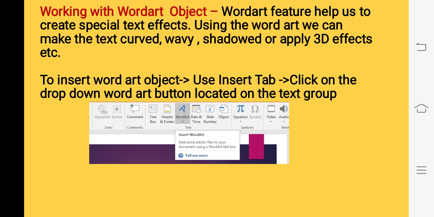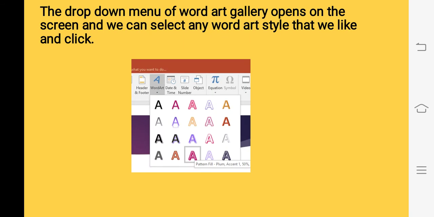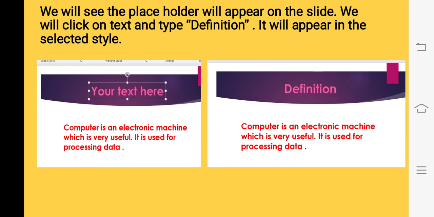And to insert a word art, we will use the word art button. The word art button is located on the text group of the insert tab. When we click on the word art button, we see that the word art gallery will open on the screen and we can select any word style that we like and click on it. When we click on it, we will see a placeholder appear on the slide. Now we have to click on the text and type the new word like definition, and it will appear in the selected style on our slide. So this way we can insert the word art object in our slide.